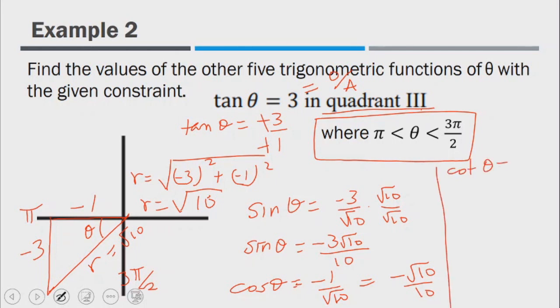So let's go to the reciprocals now. The cotangent theta will be 1 over 3 because it's just the reciprocal of the tan. The cosecant theta will just be the reciprocal of the sine, so it's going to be negative root 10 over 3. And then the secant theta will just be the reciprocal of the cos, so it's just going to be negative root 10. And that's it.